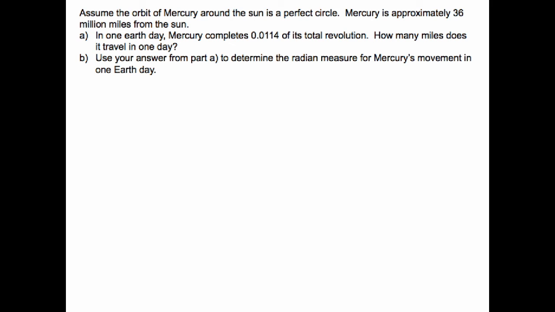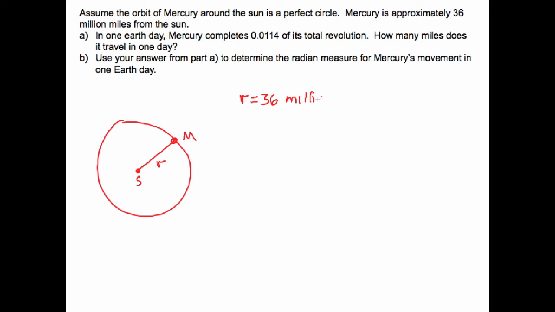Assume the orbit of Mercury around the Sun is a perfect circle. Let me sketch that perfect circle for you. Here's the Sun, and here's Mercury. Mercury is approximately 36 million miles from the Sun. So my radius of this circle is 36 million miles.